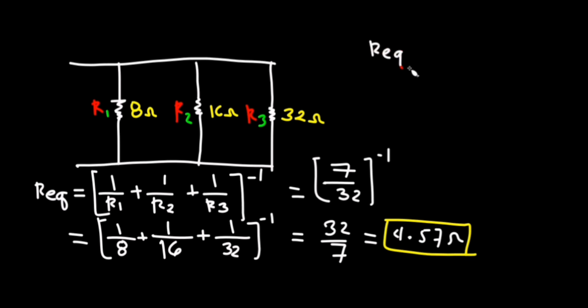Remember guys that the equivalent resistance in a parallel circuit will have a lower value than the smallest value of the resistors in the circuit. Just like this example, 4.57 is less than R1, 8 ohms.